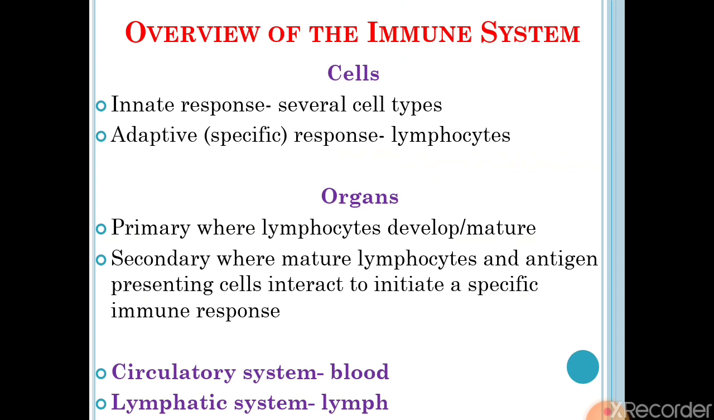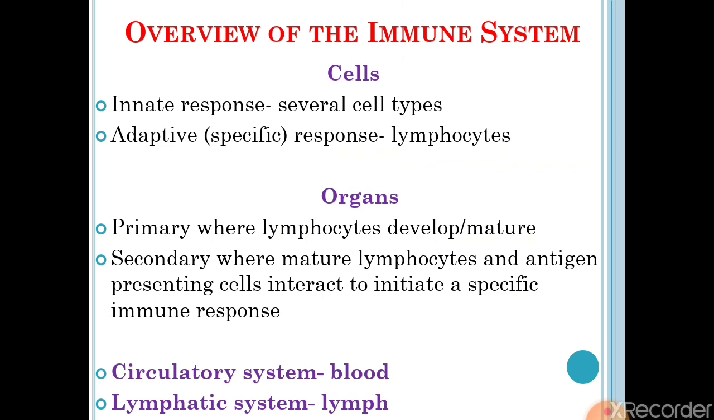Now, the overview of the immune system. The immune system uses certain cells, organs, and the circulatory system like blood, and the lymphatic system like lymph. So, coming to the cells, which will be our today's topic, in the innate immune response, several cell types are involved, and in the adaptive or specific response, we have lymphocytes which are involved. Then the organs of the immune system, which will probably be my next topic.